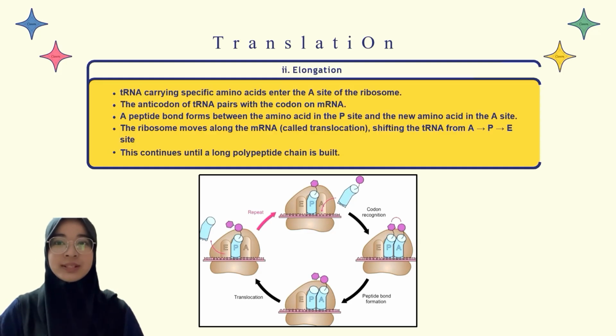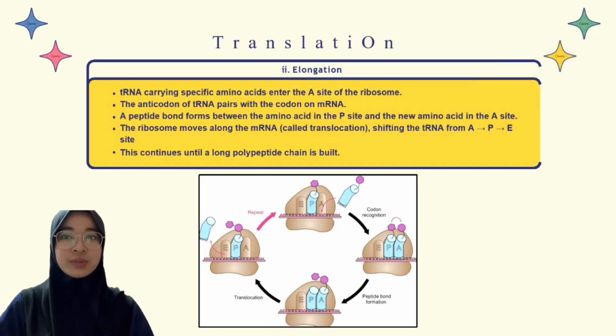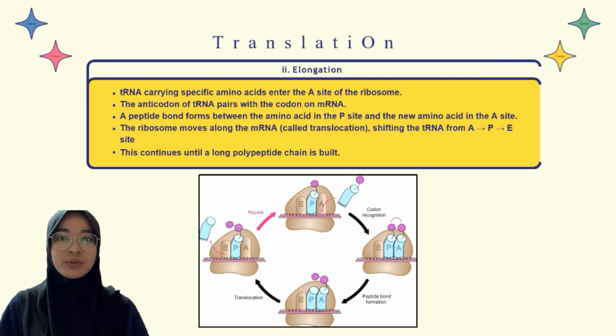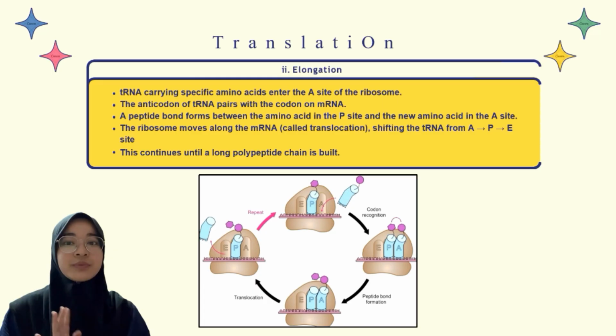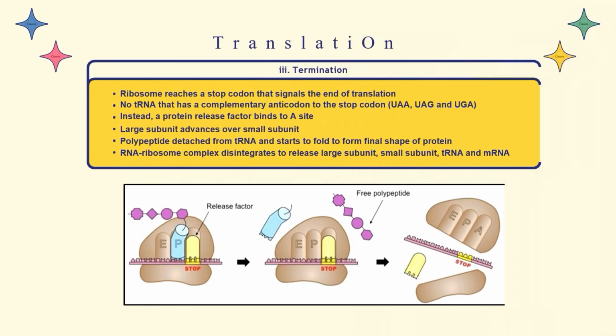Next comes the elongation stage. During this stage, tRNA molecules carrying specific amino acids enter the A site of the ribosome. The anticodon of the tRNA pairs with the matching codon on the mRNA. A peptide bond then forms between the amino acid in the P site and the new amino acid in the A site. The ribosome then moves along the mRNA. This movement is called translocation, which shifts the tRNAs from the A site to the P site and then to the E site where they exit. This process repeats, adding one amino acid at a time until a long peptide chain or protein is built.